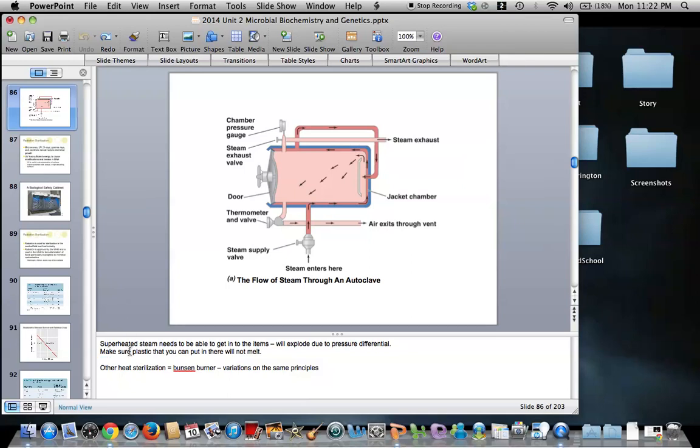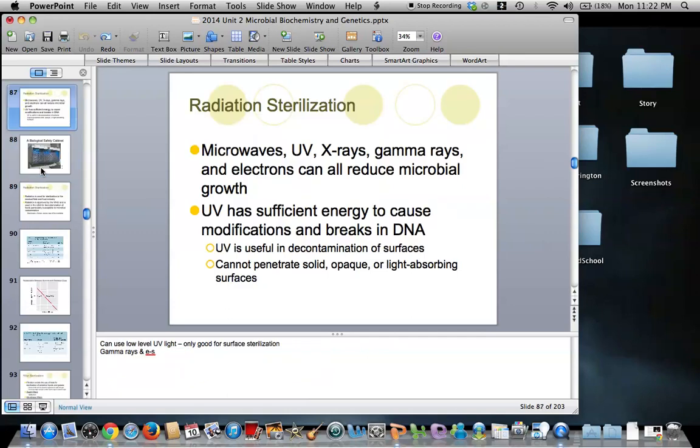Autoclave: superheated steam needs to be able to get into the items, or they will explode due to the pressure differential. Make sure plastic that you put in there will not melt. Other heat sterilization: a Bunsen burner is one version. There's a bunch of variations of that principle, and that's for when you need, like, an inoculation loop or something small.